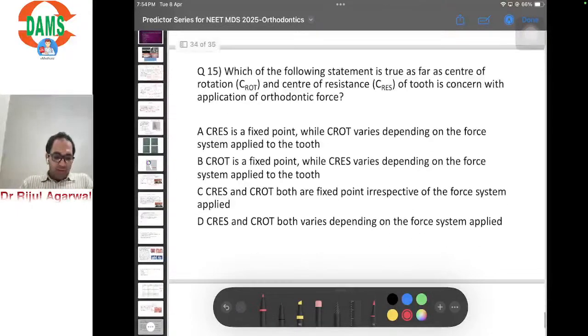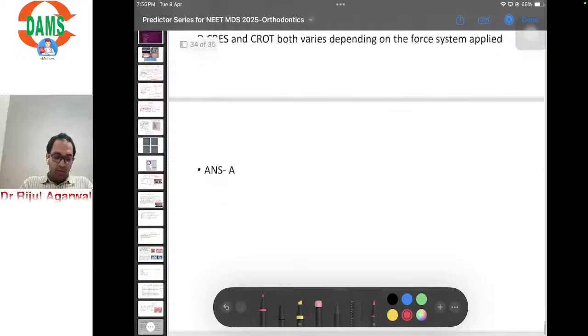The correct answer is option A: the center of resistance is fixed and the center of rotation varies depending on the type of force system applied, if you want controlled or uncontrolled tipping and all that. The correct answer is option A.